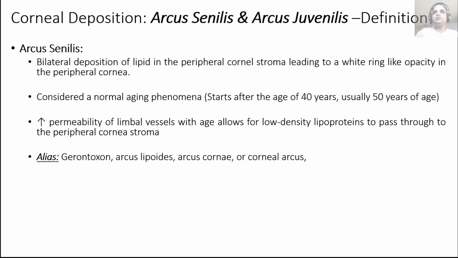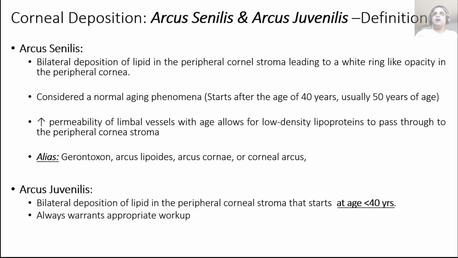It is also called the gerontoxon, arcus lipoides, and arcus corneae or corneal arcus. Even I had not heard of some of these terms before. Arcus juvenilis is very similar to arcus senilis with the exception of age. So it's again a bilateral deposition of lipids in the peripheral corneal stroma, but this starts at less than 40 years of age. It's really important to do a complete lipid workup because this can be associated with dyslipidemia and hypercholesterolemia.